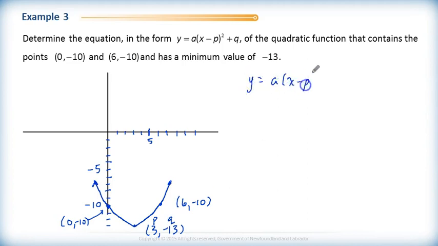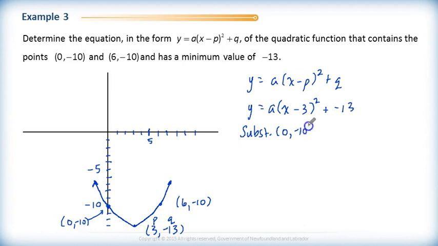So I work on finding the equation of the parabola. My p and q values are now known. So I've got x - 3, because remember I changed the sign of the p value to put it into the function. And then I've got plus q, that's plus -13, which I can change to subtract 13 in a moment. Now I need another point on the parabola. I'll choose (0, -10) for x and y.